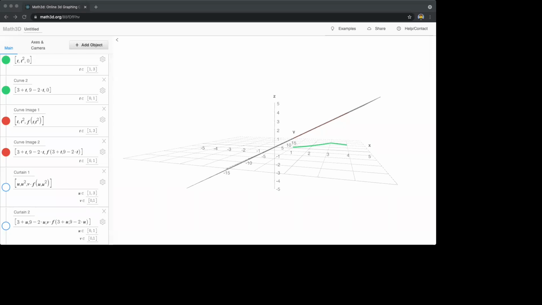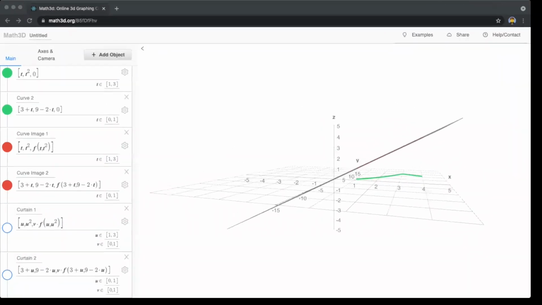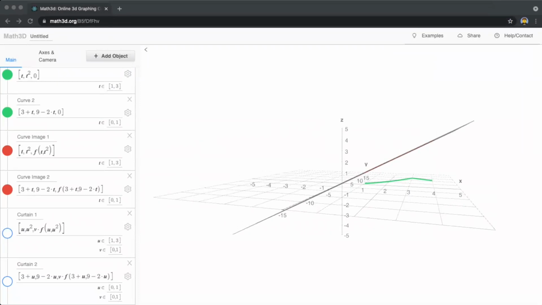Just give me a second because I can't seem to find... there it is. There's my source. Okay. All right, there we go. Sorry about that.